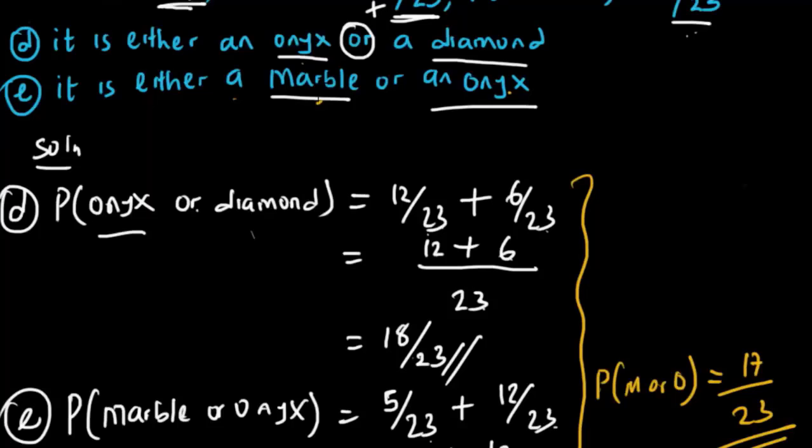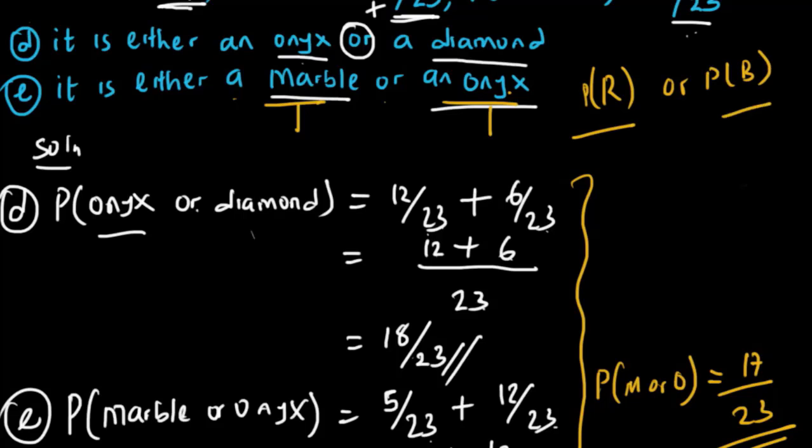So don't forget, when you have something like this, probability of picking a marble or an onyx, you find the probability of picking a marble, you find the probability of picking an onyx, and you add them together. Same thing if you have probability of picking a red ball or picking a blue ball. You find the probability of picking a red ball, you find the probability of picking a blue ball, and then you add together. I hope you understand.